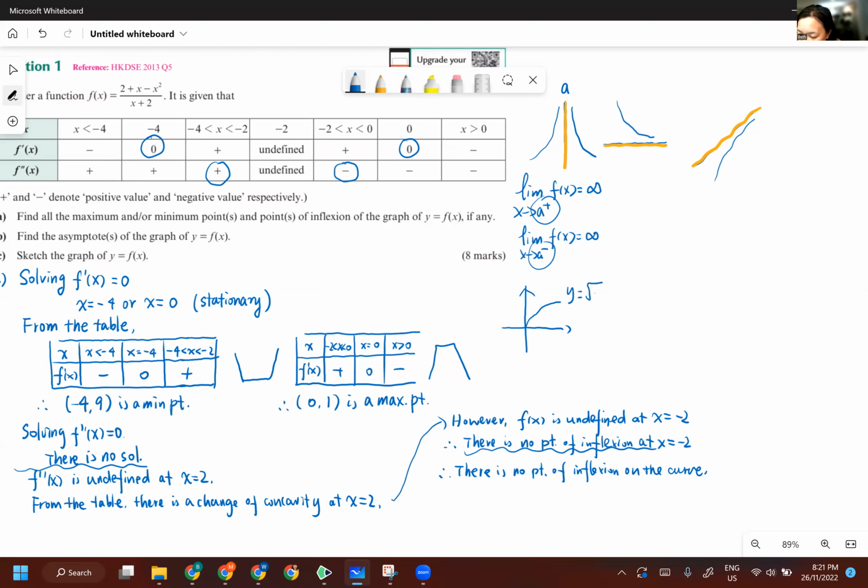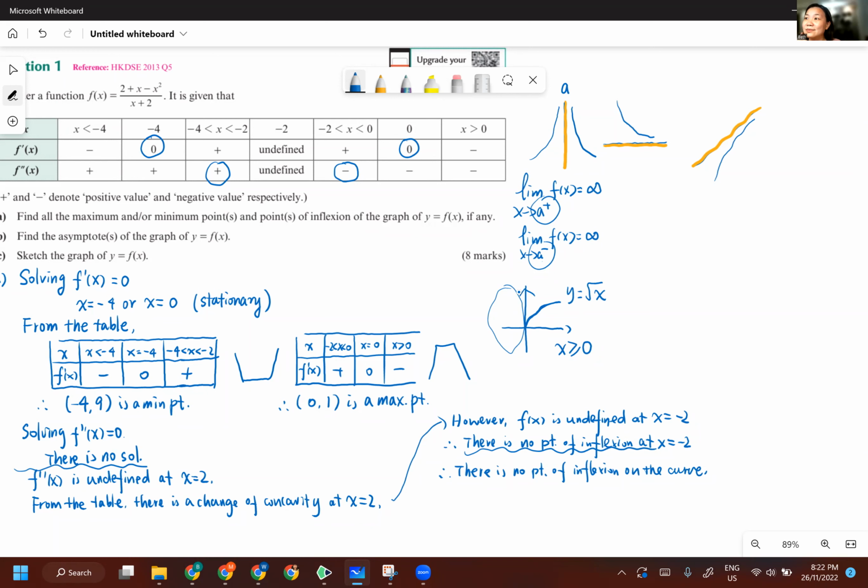Y equals root x. Okay, look at this one. Y equals root x. We know the domain is x is greater than or equal to 0. Right? So to the left of 0, on the left-hand side of the y-axis, here, this part, it's undefined. There's nothing there. However, now you can say it's broken there. However, there is no asymptote there.